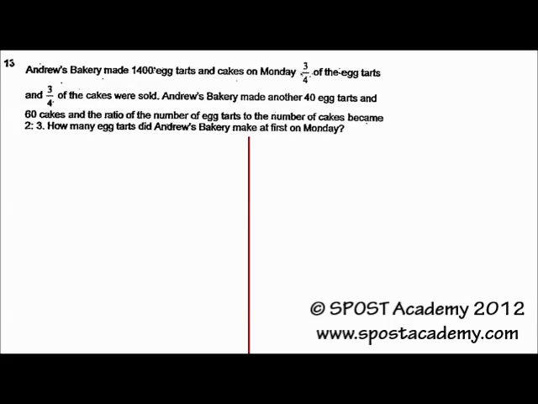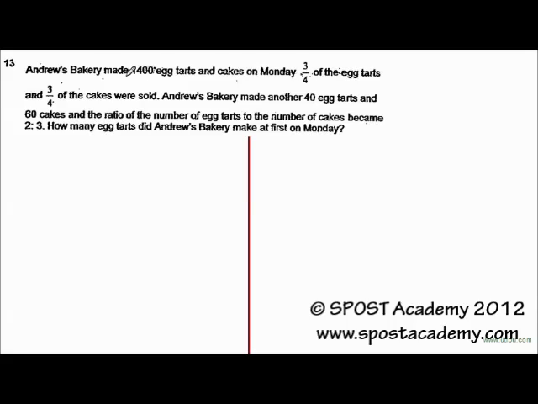Andrew's Bakery baked 1,408 tarts and cakes on Monday. 3/4 of the tarts and 3/4 of the cakes were sold. Andrew's Bakery made another 48 tarts and 60 cakes, and the ratio of the number of tarts to the number of cakes became 2:3. How many tarts did Andrew's Bakery make at first on Monday?